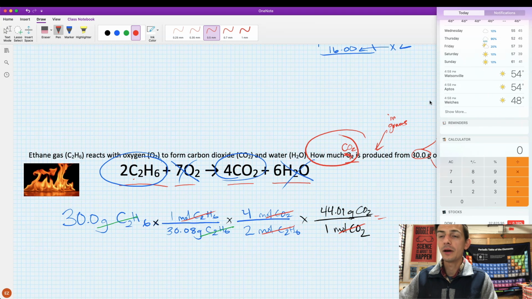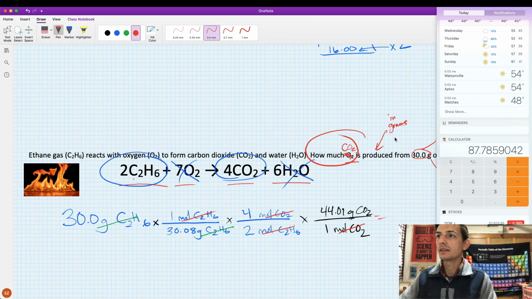So we'll go ahead and do the math. 30 times anything on the top. There's a 4 on the top. Times, there's the 44 on the top. 44.01. Okay. 5,281.2. Divide by anything on the bottom. So 30.08. And then divide by the 2 that's on the bottom as well. And of course, I'm ignoring any 1s. There's my answer.